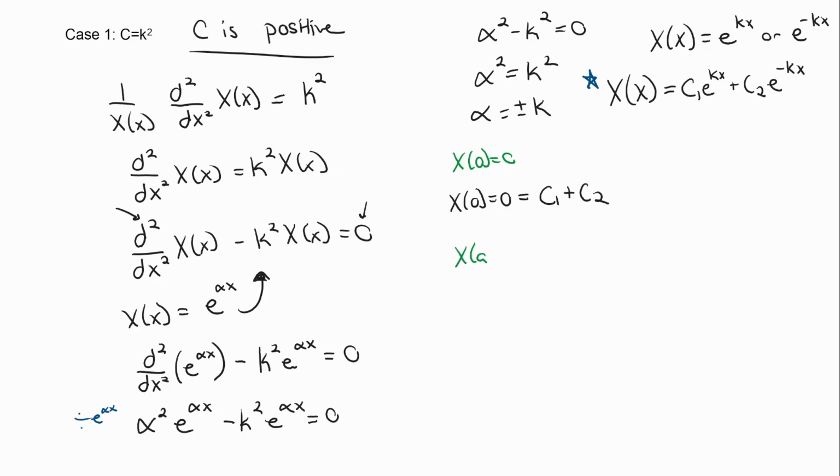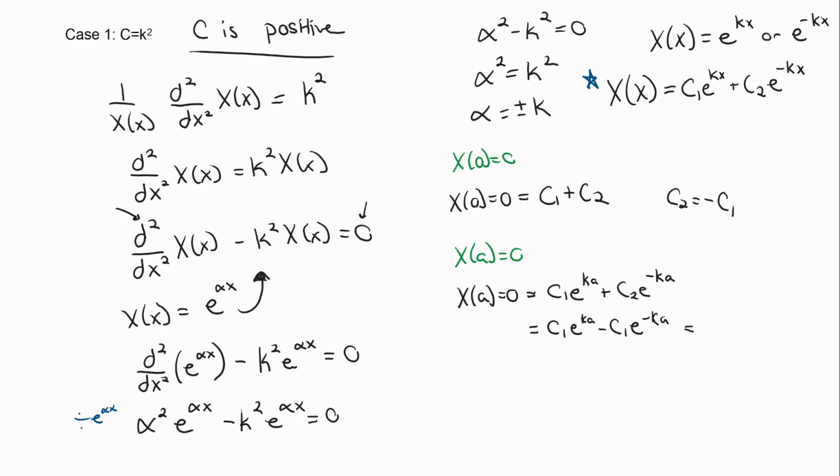Now if we look at our x is equal to a is equal to 0, we can see that our functions are now c1 e to the ka plus c2 e to the minus ka. And we know from above that c1 plus c2 is equal to 0, so this is also saying that c2 is equal to negative c1. So if we plug that in for c2, we'll see that we have c1 times e to the ka minus c1 e to the negative ka.